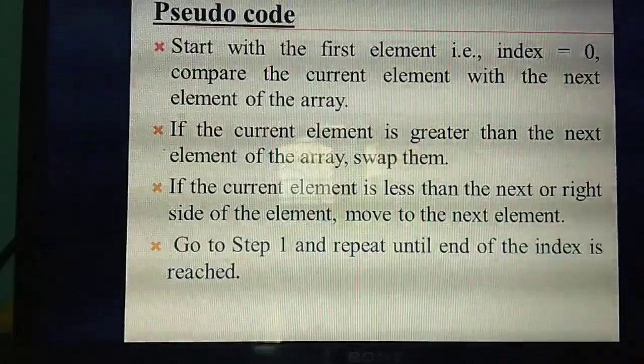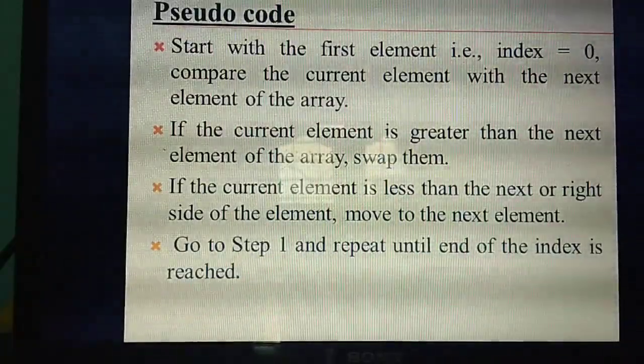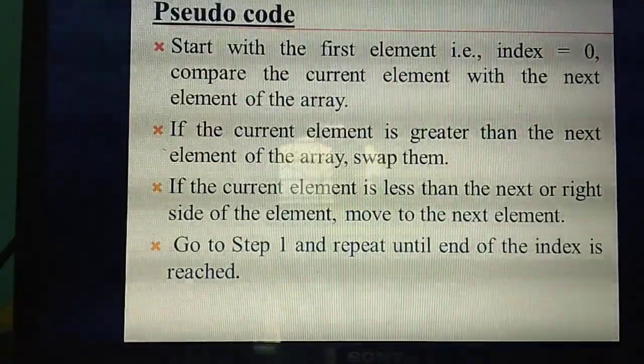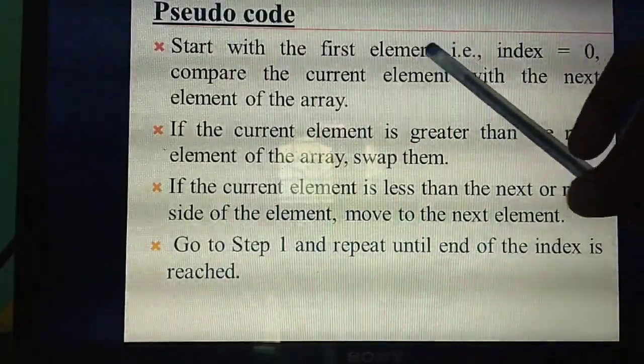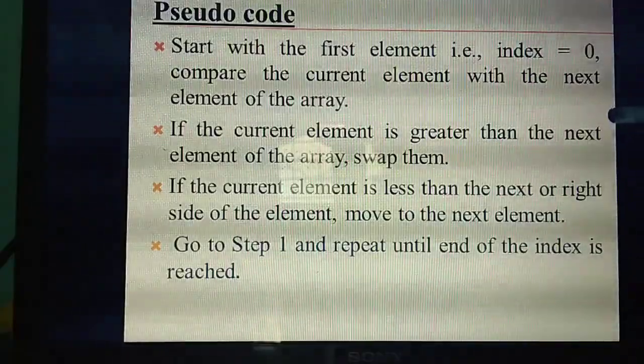Same thing. What I have explained is given in the pseudocode. First you write the heading, then you explain the meaning, the definition, then you write the pseudocode. First, start with the first element. What's the index of the first element? 0. Then what's the step you will write?